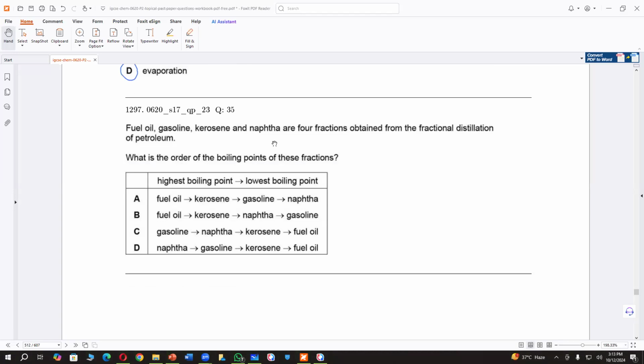So fuel oil is the highest boiling point. It's either A or B. And then it's kerosene, yeah. And then naphtha and gasoline is B.